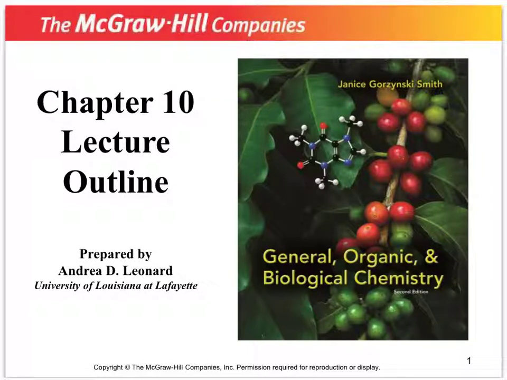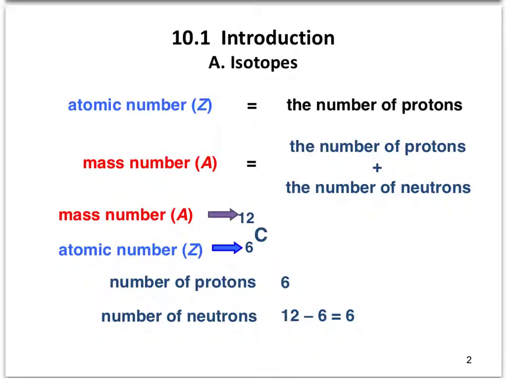In Chapter 10, we will be discussing nuclear chemistry, which is used extensively in medicine both therapeutically and for imaging. Remember from Chapter 2 that isotopes are atoms of the same element that differ only in the number of neutrons. The atomic number Z is the number of protons, and the mass number, symbolized by A, is the sum total mass of protons and neutrons, so that the difference of the two, A minus Z, gives the number of neutrons in the isotope.